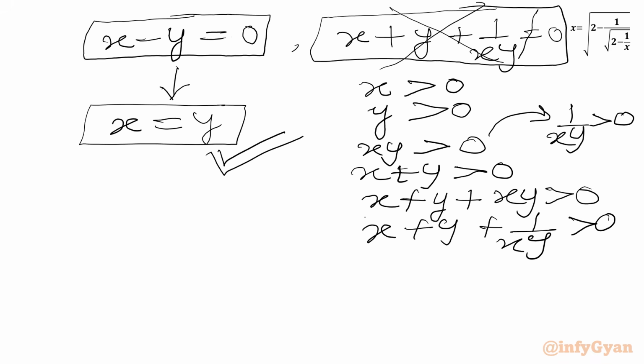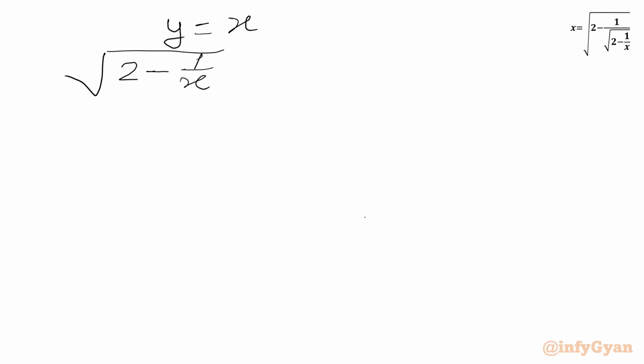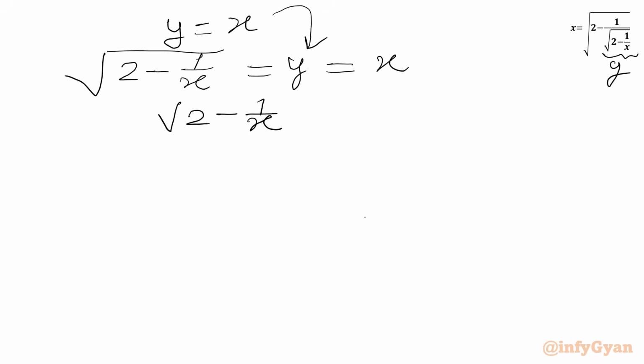Now we will take up our substitution equation. So I will write here y equal to x. Substitution was square root of 2 minus 1 over x equal to y. This was our substitution y. So in place of y, we can write x. So this will be equal to x. So we can write square root 2 minus 1 over x equal to x. Now we have to remove square root from left hand side.